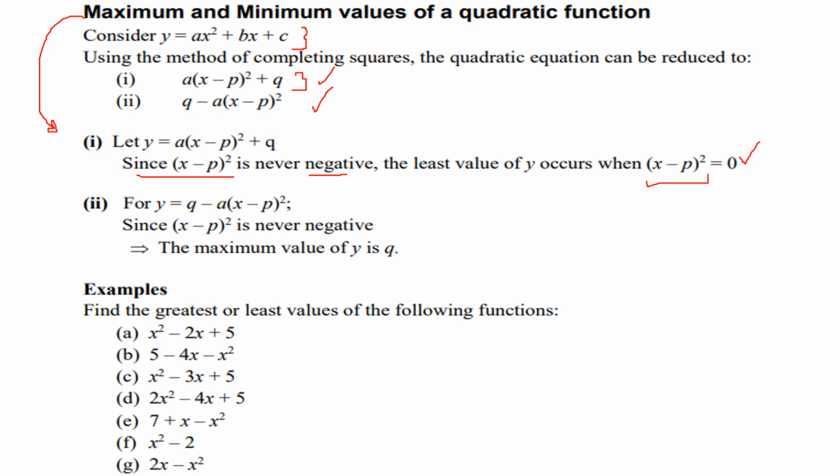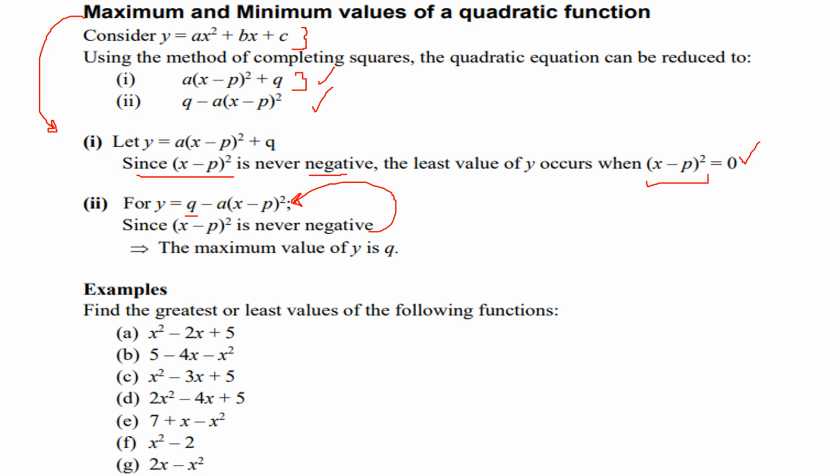The same applies to Roman number 2. In Roman number 2, y equals 2 minus a square bracket of x minus p. Since x minus p squared is never negative, the maximum value of y is going to be given by 2, because whenever you are getting a maximum or minimum, the squared bracket is always equal to 0.